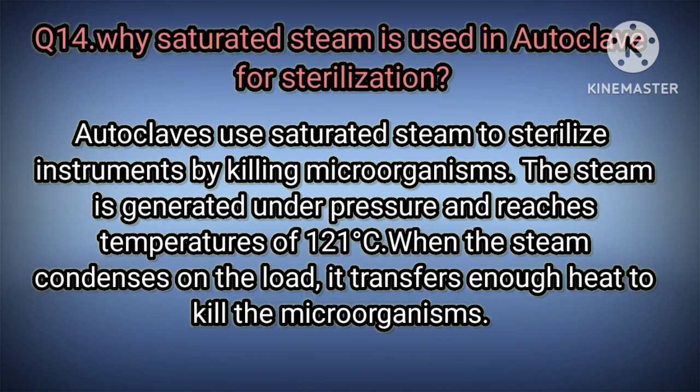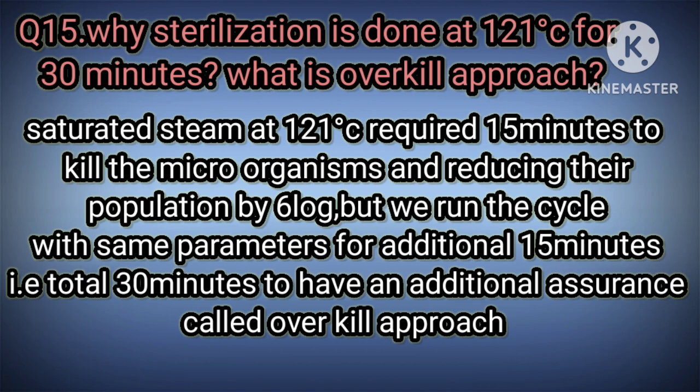Why saturated steam is used in autoclave for sterilization? Autoclaves use saturated steam to sterilize instruments by killing microorganisms. The steam is generated under pressure and reaches temperature of 121 degrees centigrade. When the steam condenses on the load, it transfers enough heat to kill the microorganisms. Why sterilization is done at 121 degrees centigrade for 30 minutes? What is overkill approach? Saturated steam at 121 degrees centigrade requires 15 minutes to kill the microorganisms and reduce their population by 6 log. But we run the cycle with the same parameters for an additional 15 minutes, that is total 30 minutes, to have an additional assurance, called overkill approach.